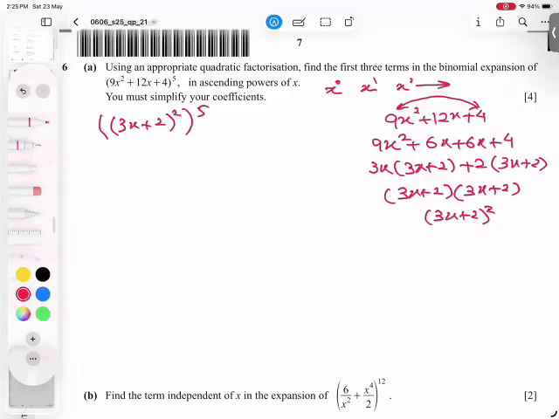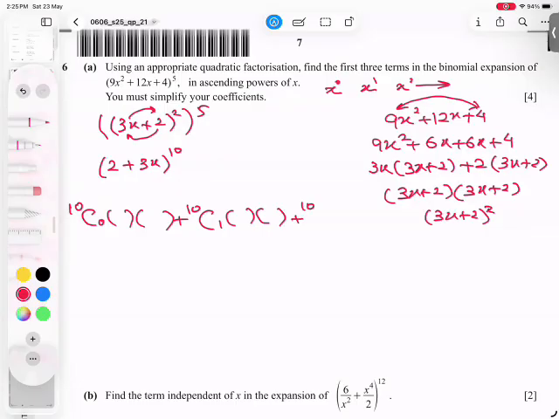But we will do one thing because it's ascending powers. So I will replace 2 before and 3x later. So I get (2 plus 3x) whole power 10. Now I'm eligible to expand. So first 3 terms: 10C0, two values, two brackets, 10C1, two brackets, and 10C2, two brackets. So this part, I hope, is very, very clear.